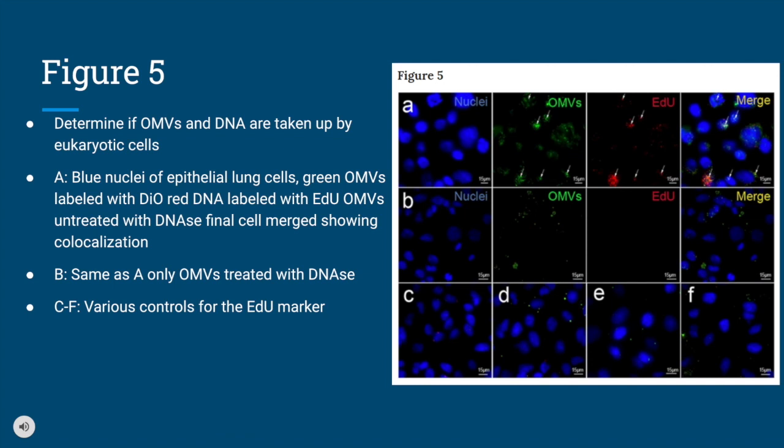Figure C through F are varying different controls relating to the bacterial DNA marker EDU. EDU is a two-part cellular marker. You have the EDU marker, and then you have two other components that allow for appropriate visualization of the marker. Figure C has no EDU added, but the two markers that allow for visualization have been added.